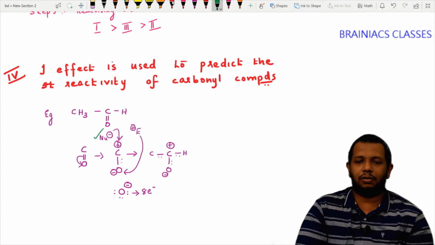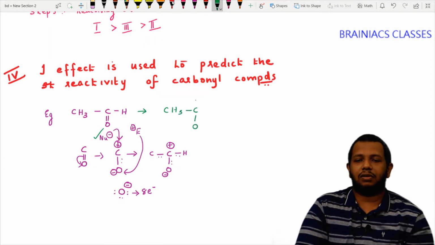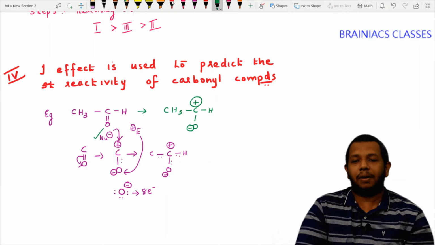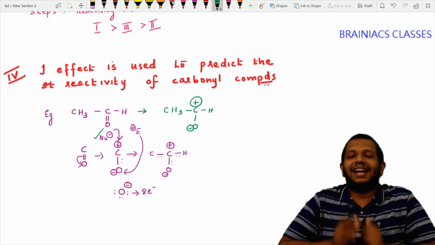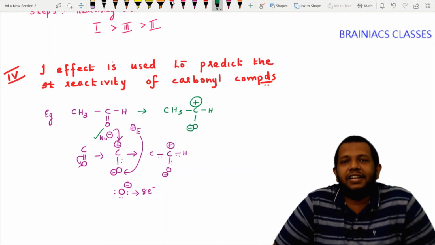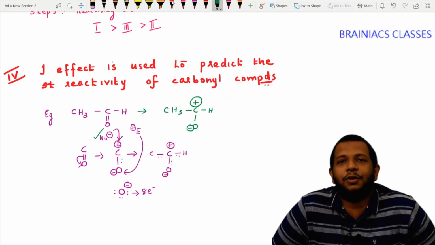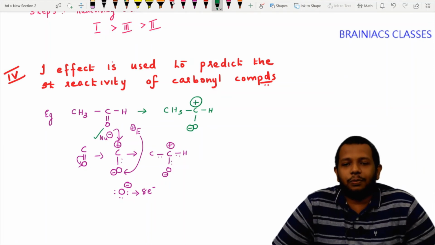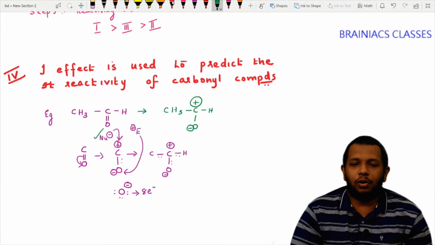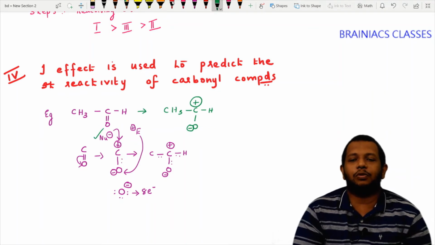As I told, this will be happening here also. You can see here CH3, and this will polarize. So here the plus charge will come, here the minus charge will come, and here the hydrogen atom. Now what is our purpose actually? I need to apply the inductive effect here to predict the reactivity of these carbonyl compounds. So how is it possible? I will tell. Now you know who is going to come and attack this positive carbon?